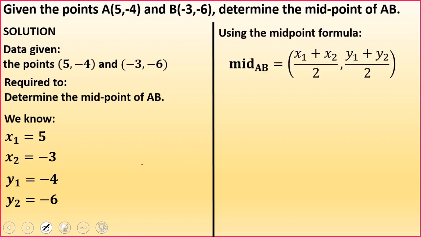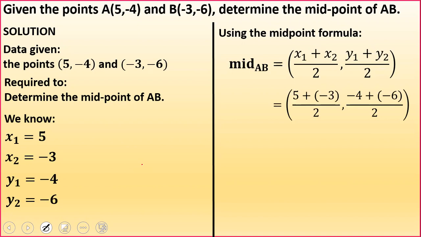Using the midpoint formula, where x1 plus x2 all divided by 2 will give our x component, and y1 plus y2 all divided by 2 will give our y component. Let us substitute the values for x1, x2, y1, y2 into the formula. Now we have 5 plus -3 all divided by 2 and -4 plus -6 all divided by 2.